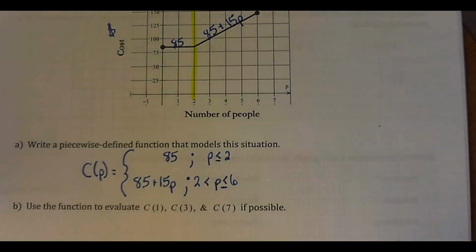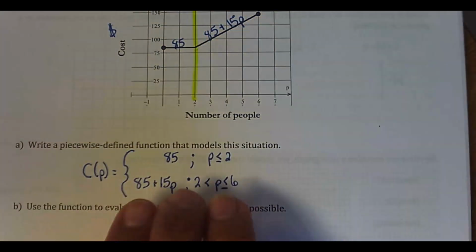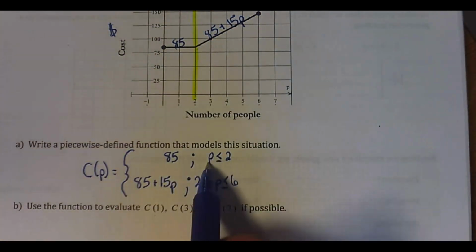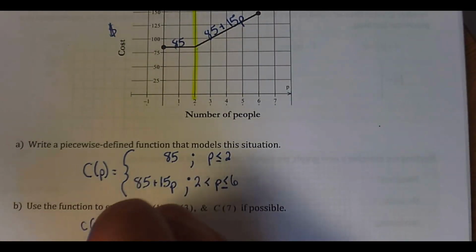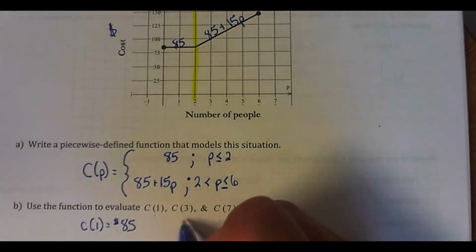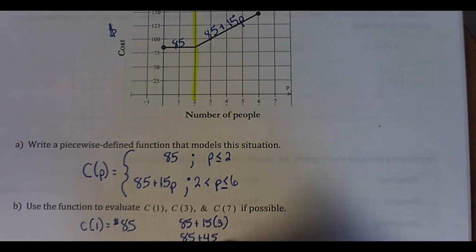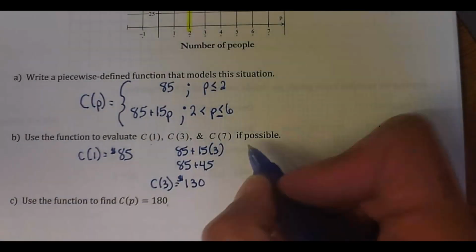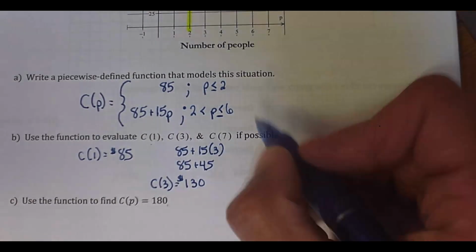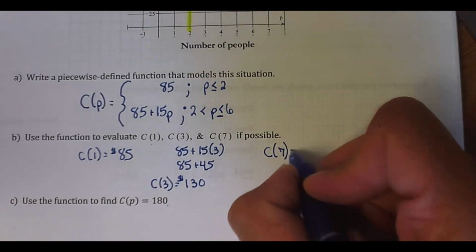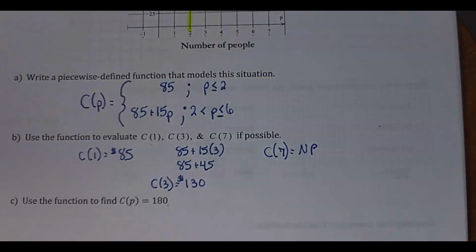Now let's use our function. And this time let's not use the graph, let's just use this. So if it's one person fits this domain. It's going to be $85. 3 people fits this domain, so I'm going to do 85 plus 15 times 3. Well, that's 45, and that would give me 130. So the cost for 3 people is $130. Sorry, you couldn't see that. And 7, well, 7 doesn't work. It doesn't meet my domain restriction. I can't have 7 people in the room, so I'm going to say not possible.